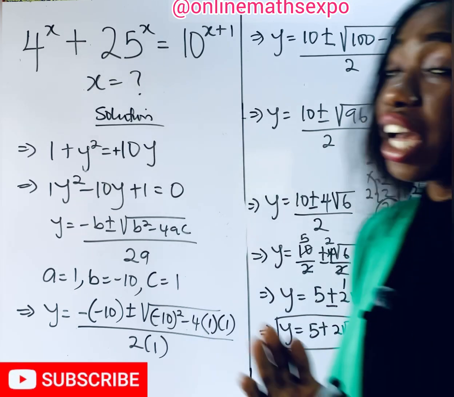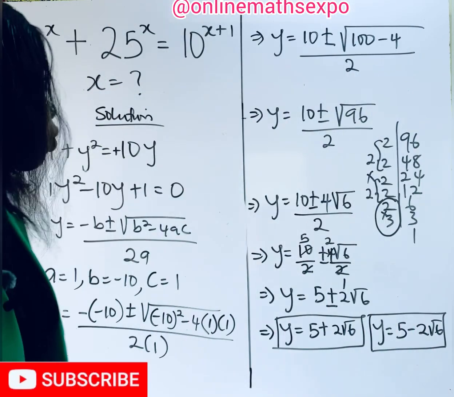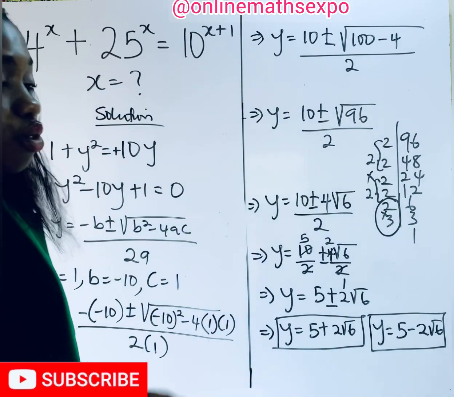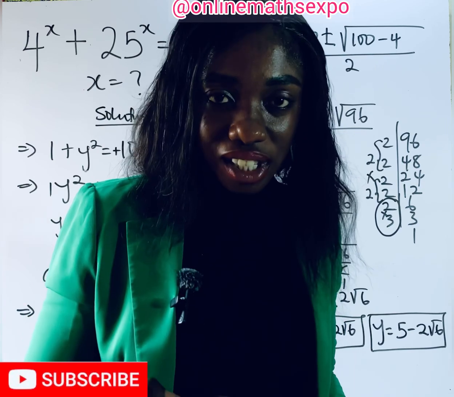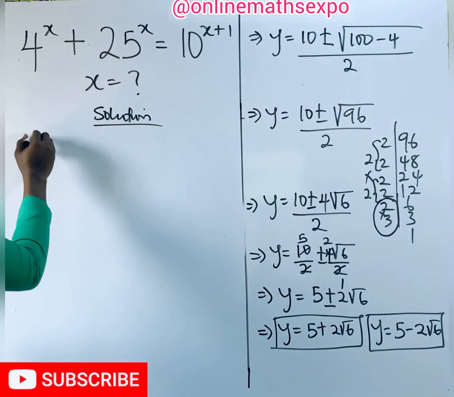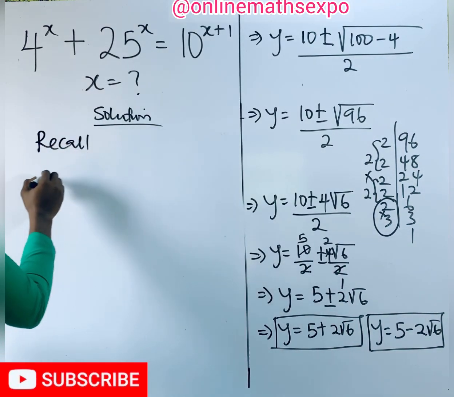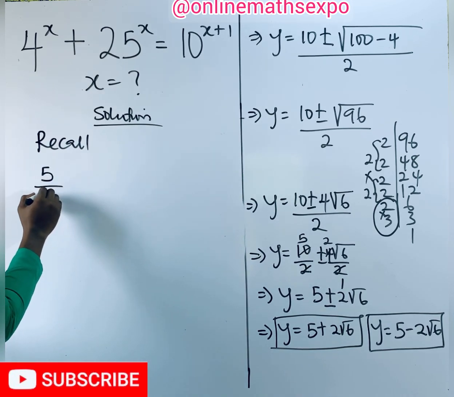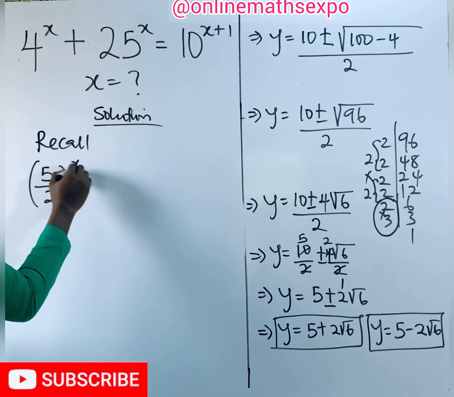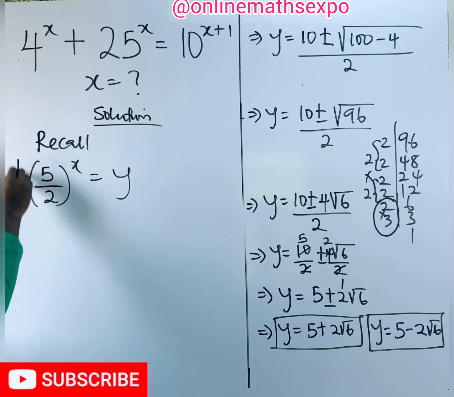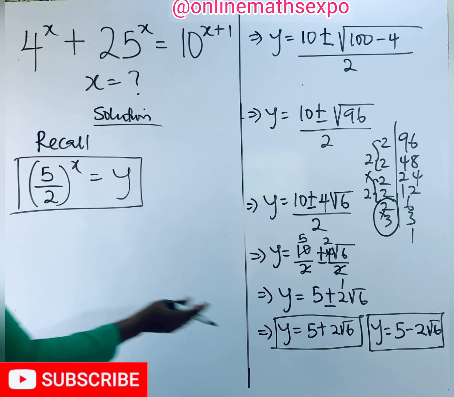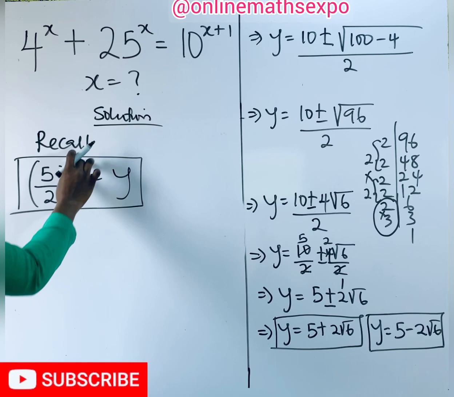But remember, we are not asked to solve for y. The question is on x. So what we need to do is to recall our previous statements. Now we recall that we made 5 divided by 2 to the power of x equal to y. Okay, this was what we said earlier. Now pick the first value of y to enable you get x.